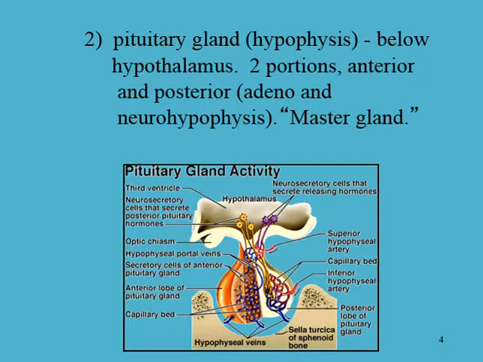They are connected to the hypothalamus through a little stalk area here that we call the infundibulum. So that area right there is called the infundibulum. It's a little stalk that connects the two. Both the neurohypophysis and adenohypophysis are connected to the hypothalamus by this little stalk area called the infundibulum.